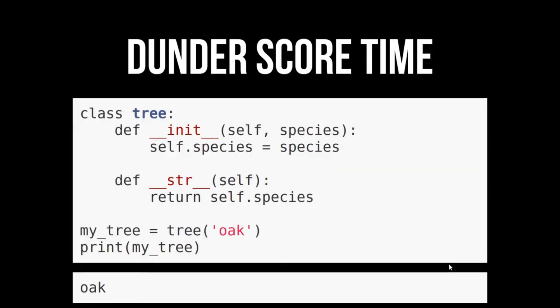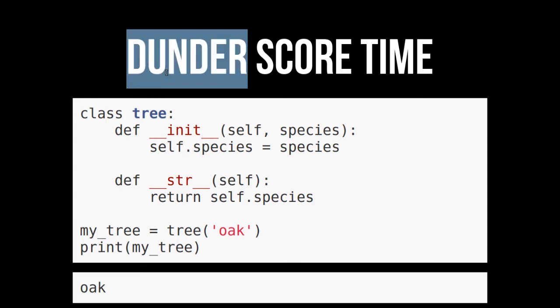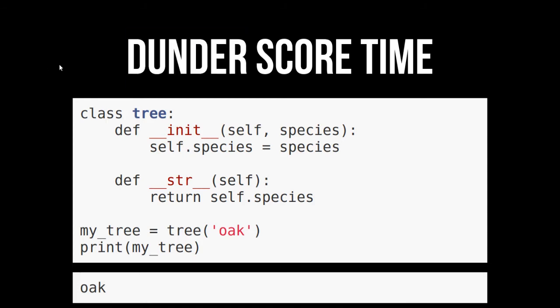But you may have seen other things. You may have seen other objects where you print and it actually gives you something nice, something meaningful. And that generally is where dunderscores come in. I know some people don't like that name. I love dunderscore. It's dunderscore time. So we have our dunderscore init, but there's also a dunderscore str. And that is what makes the string representation of your object.